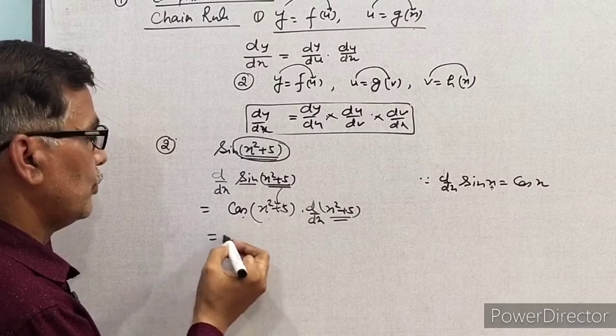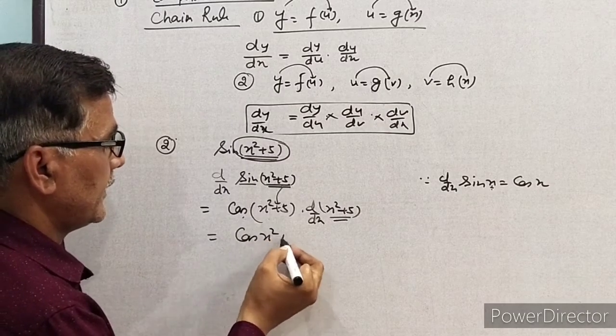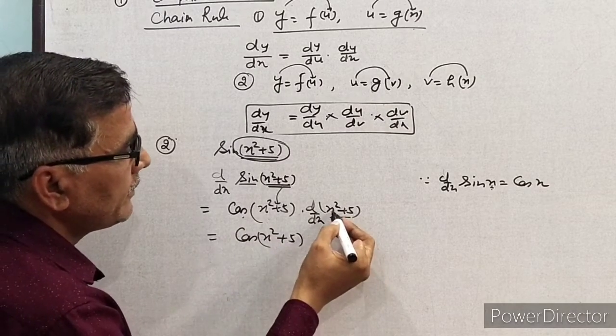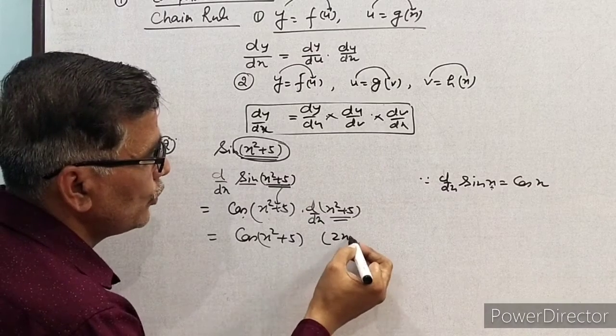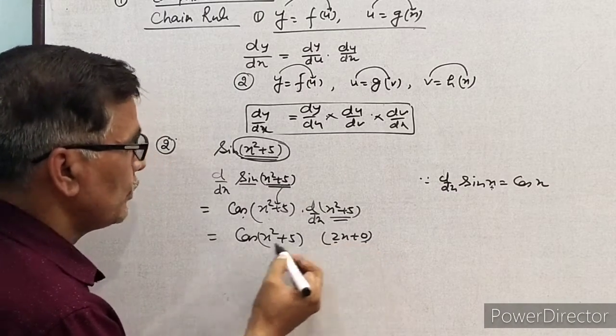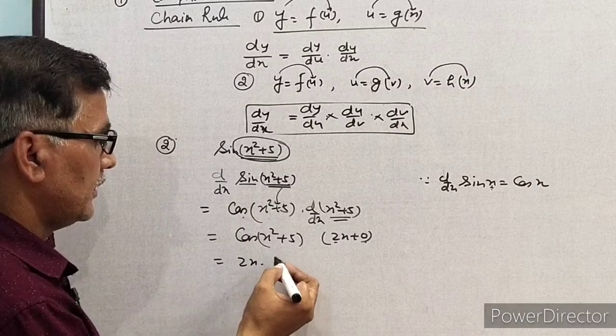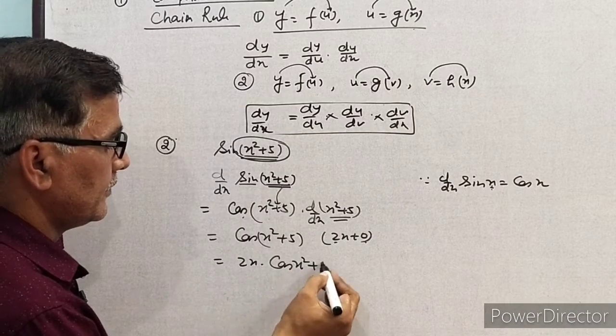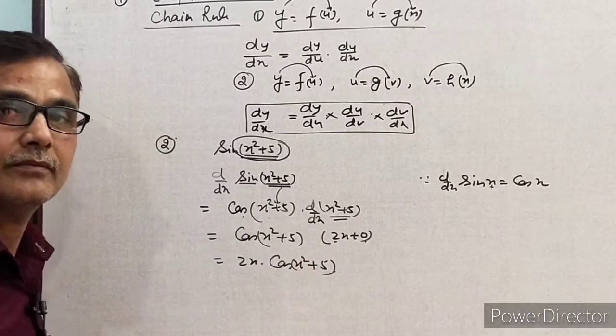So we can write here x^2 + 5, and the derivative of x^2 + 5 becomes 2x + 0. 2x + 0 is 2x, and the result is this one.